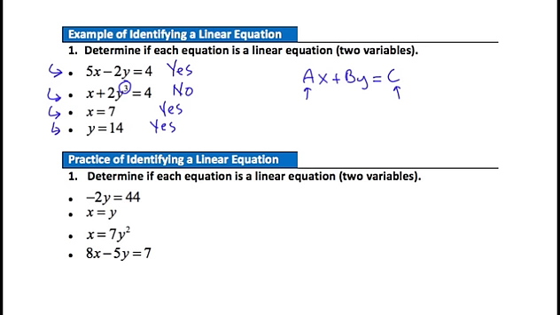Okay, now it's time to practice your understanding of linear and nonlinear equations. Go ahead and pause your video player and answer this practice question, number 1. When you're done, hit play to see how you did.